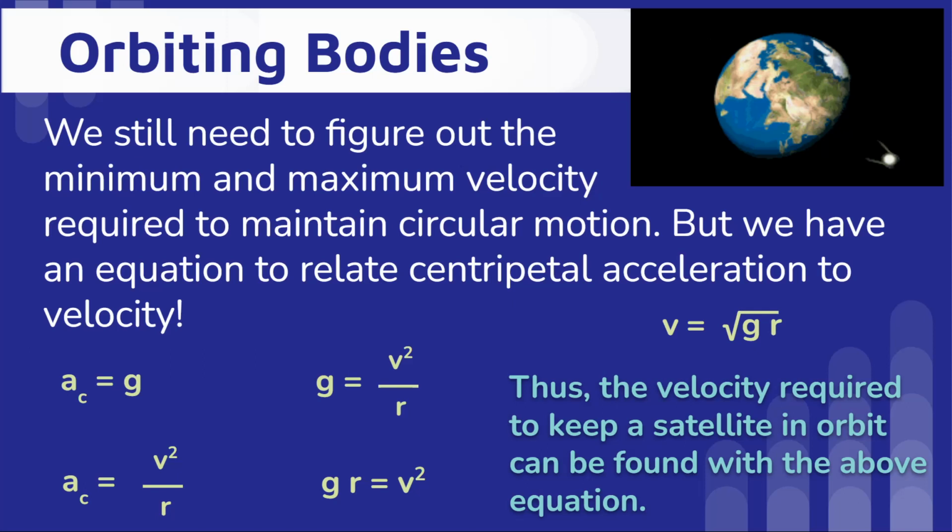So again, we have just derived an equation. This is the one you're going to see over and over again today, which is why I said it might seem a little repetitive after a while. But this is the velocity required to keep a satellite in orbit: v equals square root of g times r.